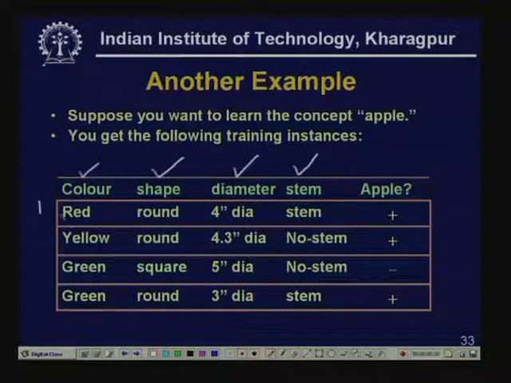The first example: the color is red, shape is round, it has a diameter of 4 inch, it has a stem and you know it is an apple. The second example: color is yellow, shape is round, diameter is 4.3 inch, it does not have a stem, it is an apple. Third example: color is green, shape is square, diameter is 5 inch, no stem, not an apple. Negative example of an apple. Fourth example: color is green, shape is round, diameter is 3 inch, it has a stem and it is an apple.